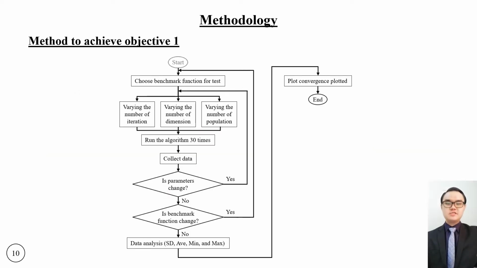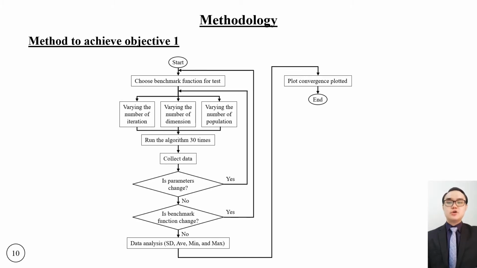To achieve the first objective in this project, a set of benchmark functions needs to be selected before running the ABC algorithm, and only one benchmark function is used for each type of test. For each type of benchmark function, the ABC algorithm will run in 30 independent runs to test the robustness of the algorithm. This process will be repeated after each change of parameters for every type of benchmark function that is tested.